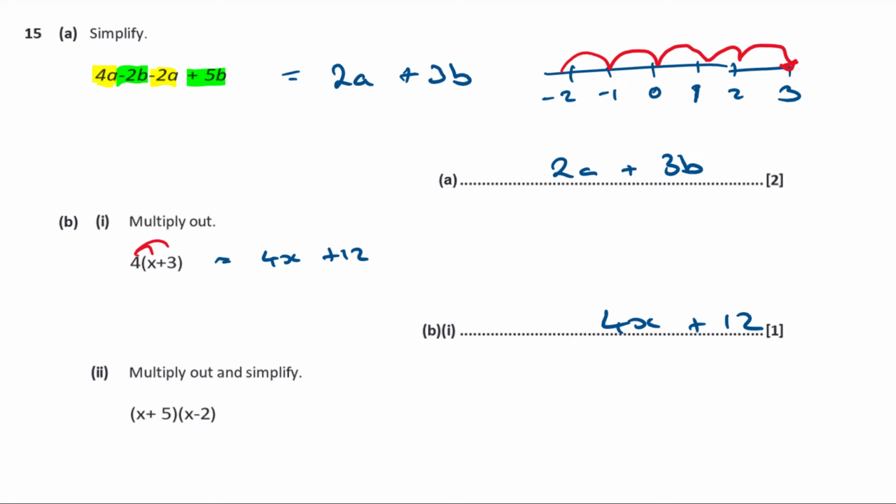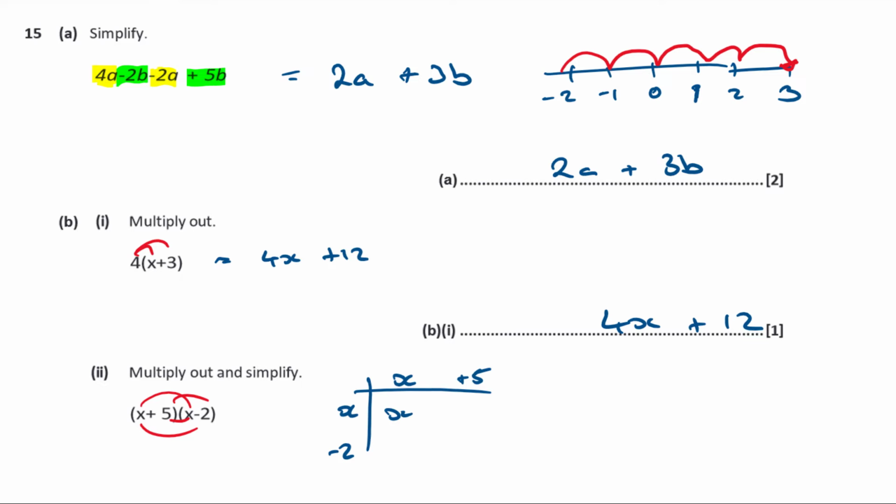And finally, x plus 5, x minus 2 multiplied out and simplified. Now, there are different ways of doing this. You could use FOIL, first, outside, inside, last, or 2 eyebrows, a nose, and a mouth. But if you struggle with this, I do recommend doing it as a grid method. So x plus 5 in that direction and x minus 2 in this direction, and then you can use the grid to help you work out the answer.